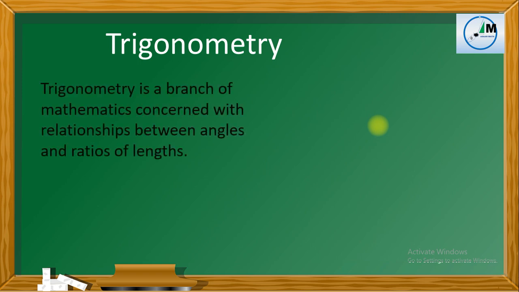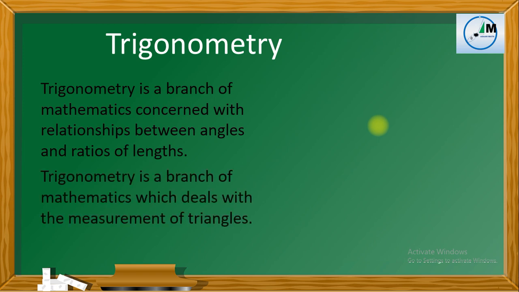Trigonometry is a combination of three words. Tri means three, gono means vertices, metry means measurement. Trigonometry is a branch of mathematics concerned with the relationship between angles and ratios of lengths. So in trigonometry we will deal with the ratios of sides and trigonometric ratios, angles in the future work and lectures inshallah. Actually, trigonometry is the branch of mathematics which deals with the measurement of triangles.